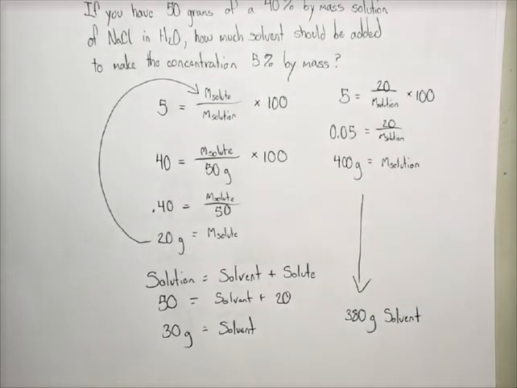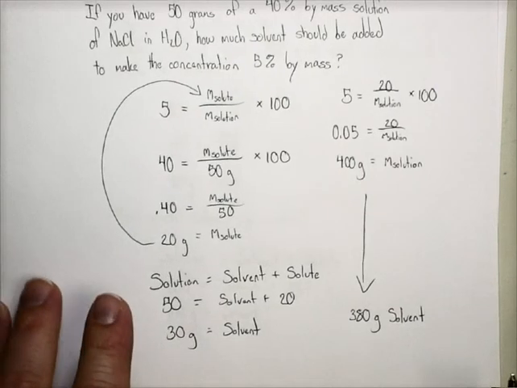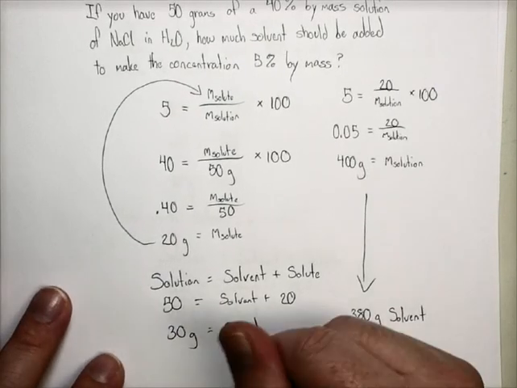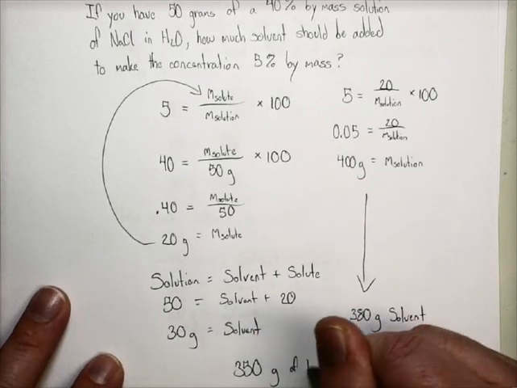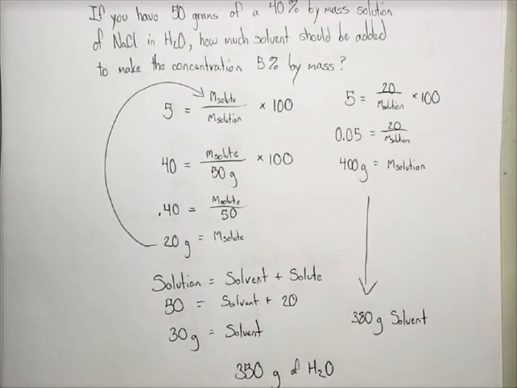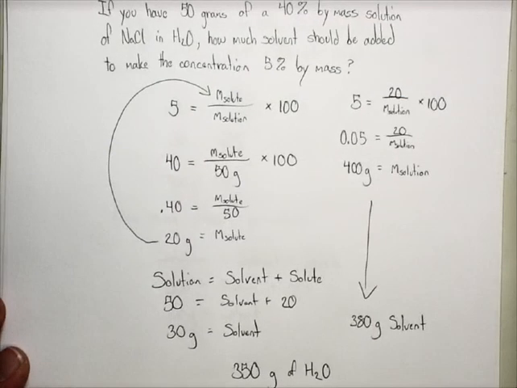And now we can use these two facts. We started with 30 and we're going to end up with 380. That means the total change was 350 grams. So we had to add 350 grams of H2O in order to make this solution.